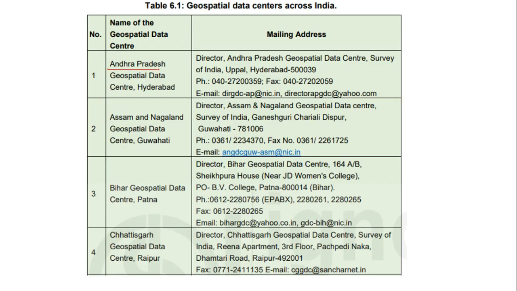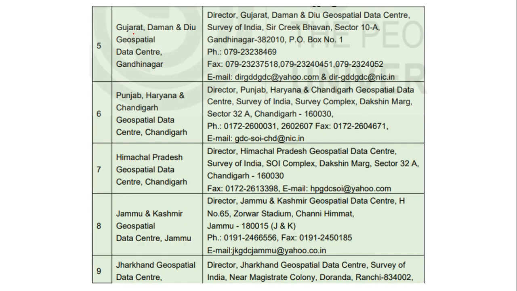In Andhra Pradesh, there is a geospatial data center. In Assam and Nagaland, a geospatial data center. In Bihar, there is a geospatial data center. Chhattisgarh has a geospatial data center in Raipur. Gujarat has a geospatial data center in Gandhinagar. Punjab, Haryana and Chandigarh have a geospatial data center in Chandigarh. Himachal Pradesh has a Geospatial Data Center. On the right side, the address, phone number and email ID are available for these geospatial data centers. So you can request these data centers to procure any kind of dataset for that state.